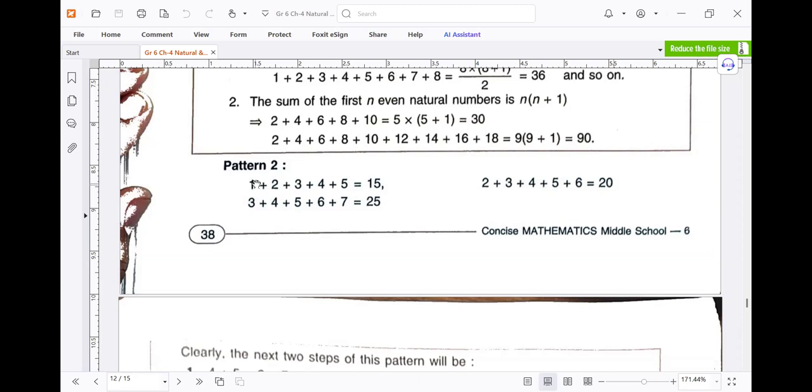So what you do is n into n plus 1, right? Divide by 2. Clear? Yes.